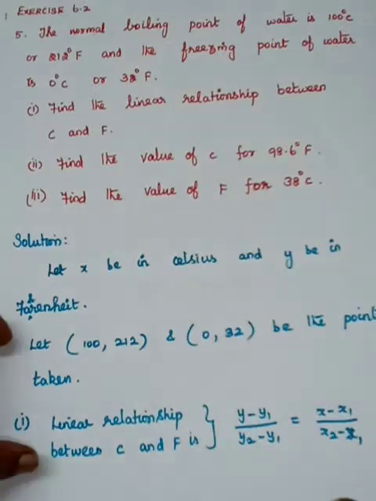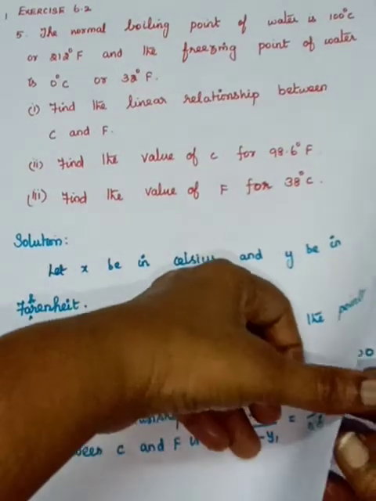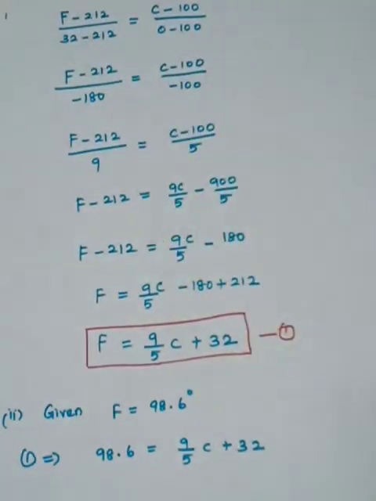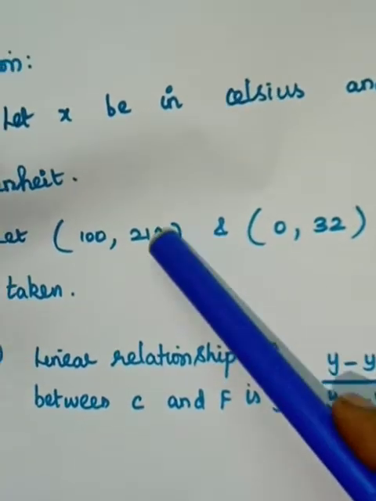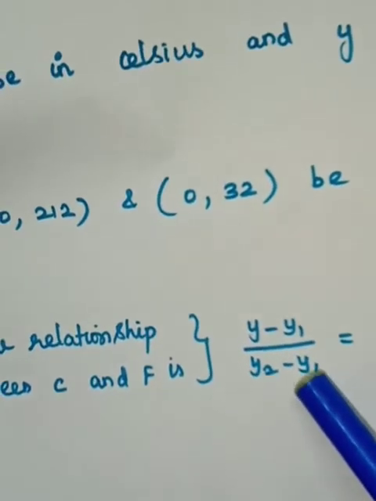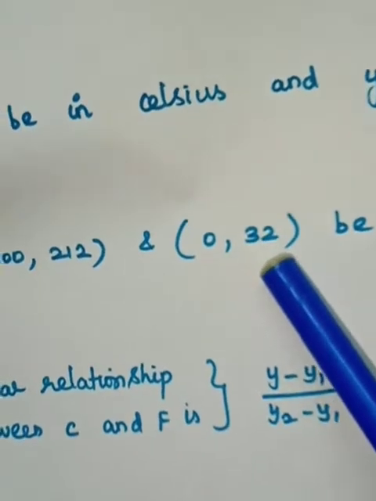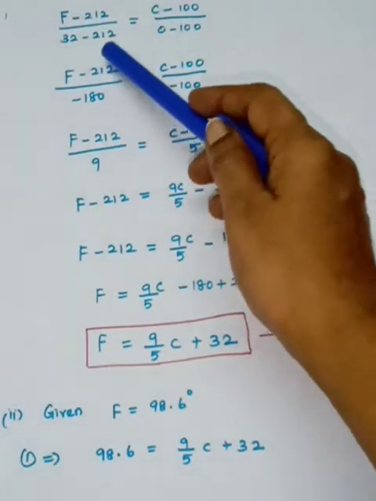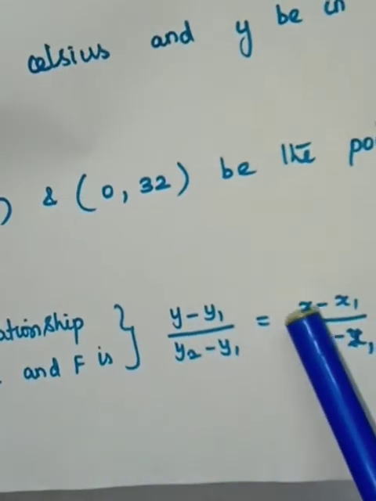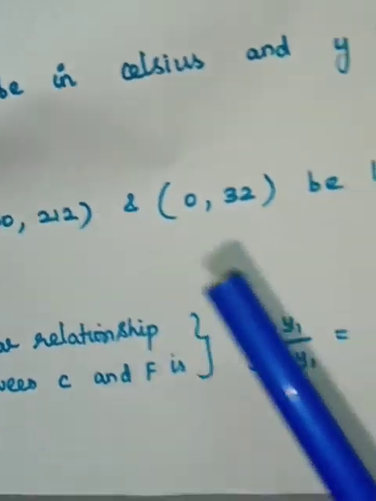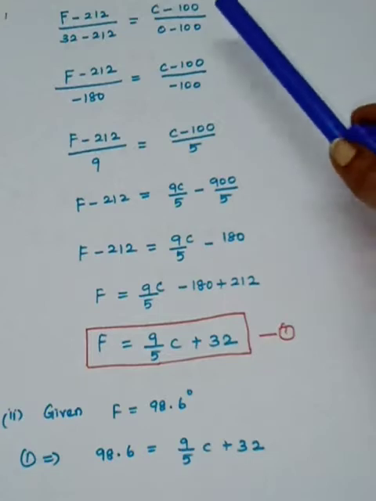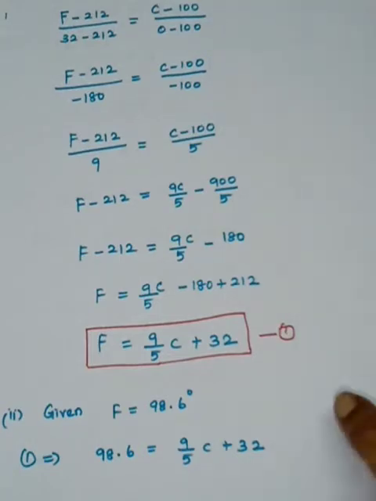So when you substitute, what has to come? In the place of y, it is Fahrenheit. So therefore, F minus y1, which is 212, divided by y2 minus y1. Your y2 is 32, so 32 minus 212 is equal to, in the place of x, you are having Celsius. So it is C minus x1, which is 100, divided by x2, which is 0, minus 100. So you can write the equation like this.